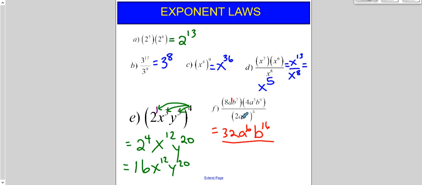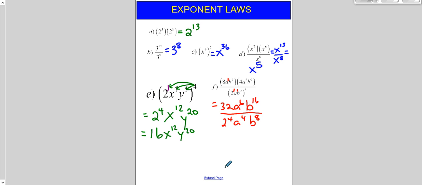All over. Okay, 2, remember that has an exponent of 1 on it. This has an exponent of 1 on it. So that's going to be 2 to the power 4. And then a to the power 4. And b to the power 8, because 2 times 4 is 8. All right, so let's just clean this up a little bit here. 32, a to the 6, b to the 16, all over 2 to the power 4 is 16, a to the 4th, b to the 8th.